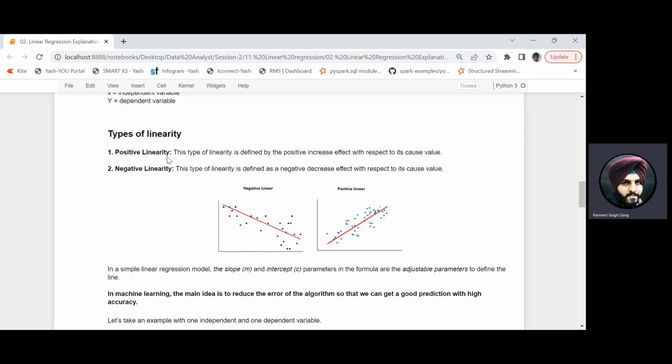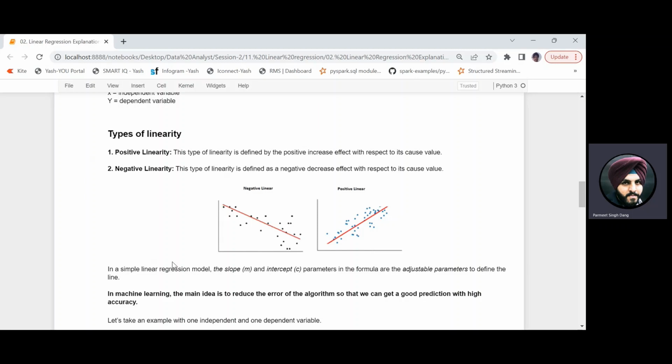Positive linearity is defined as a positive increase effect with respect to its cause value. If I move 1 unit of X, there would be an increase in 1 unit of Y. If I talk about negative linearity, if I increase 1 unit of X, then there would be a decrease in 1 unit of Y. So there are two types of linearity: positive and negative.